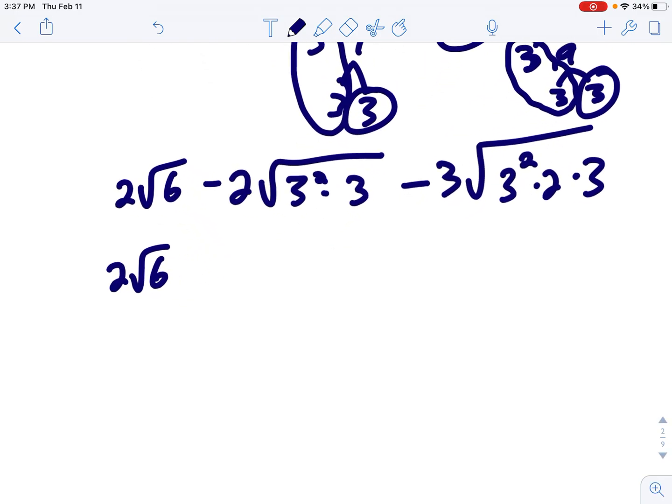There's nothing you can do there. The next term, we've already got a 2 out front. That coefficient right there is what I wrote there. But next, we have 3 squared and a square root. So that cancels that out.